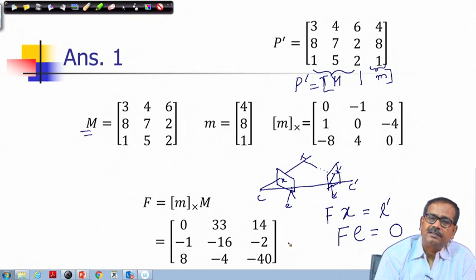from linear algebra it says that this fundamental matrix is a rank deficient matrix. So, if I take the determinant of this matrix, you should get 0. So, that you can also check with this result.